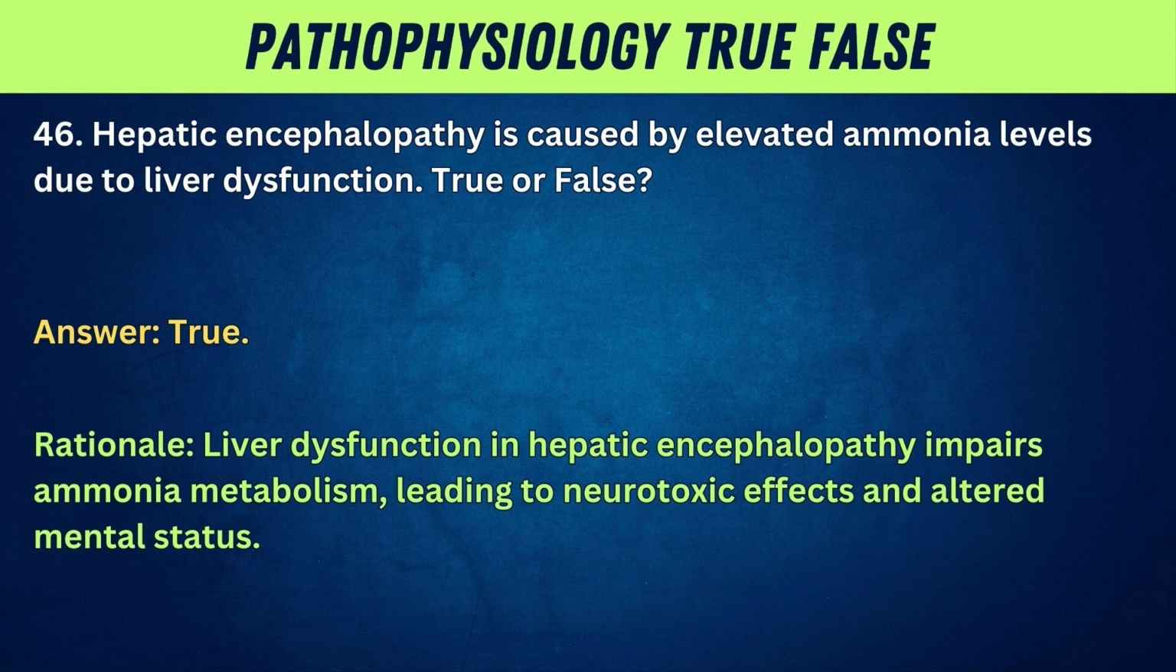46. Hepatic encephalopathy is caused by elevated ammonia levels due to liver dysfunction. True or false? Answer: true. Rationale: liver dysfunction in hepatic encephalopathy impairs ammonia metabolism, leading to neurotoxic effects and altered mental status.